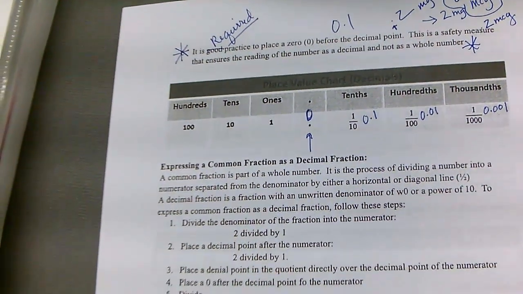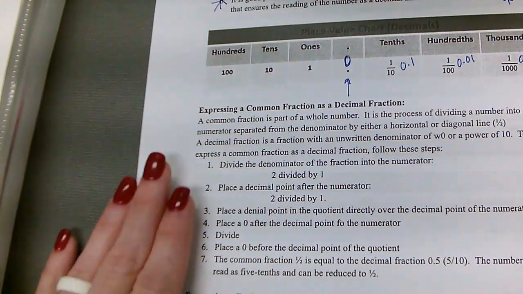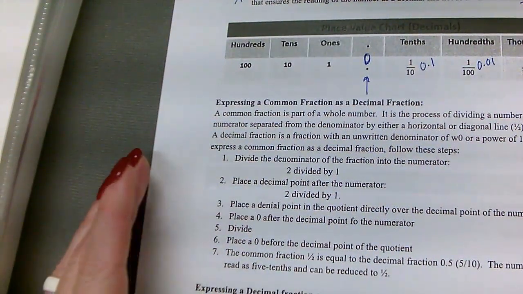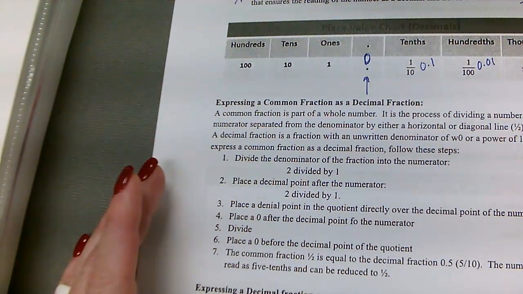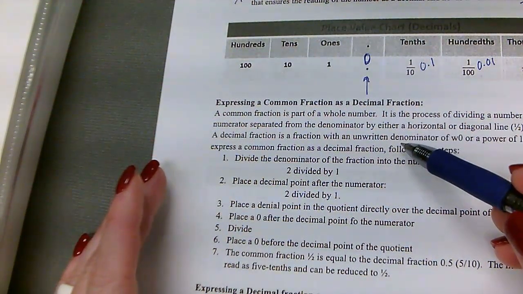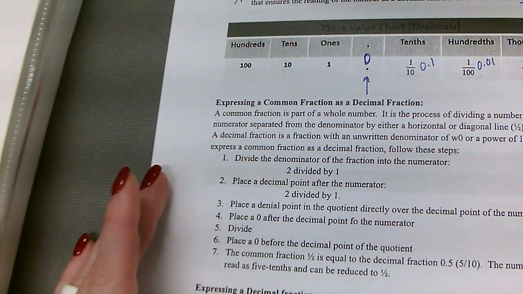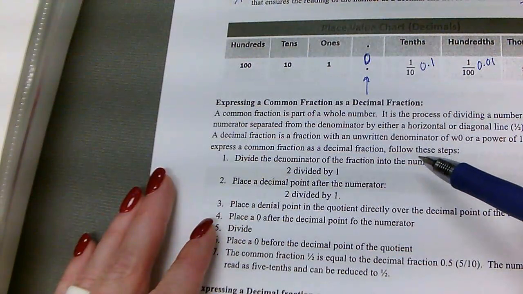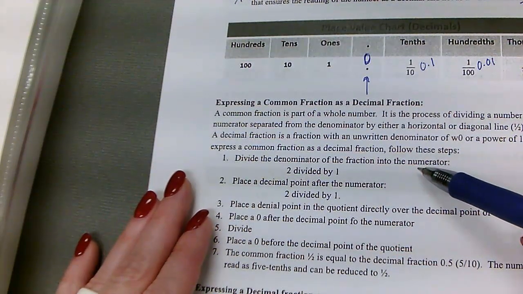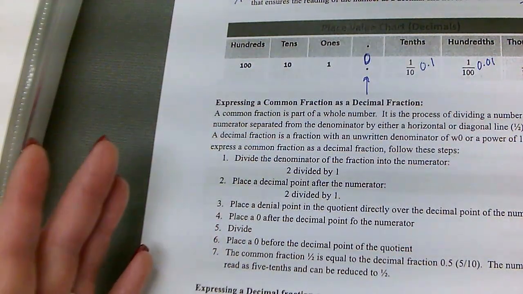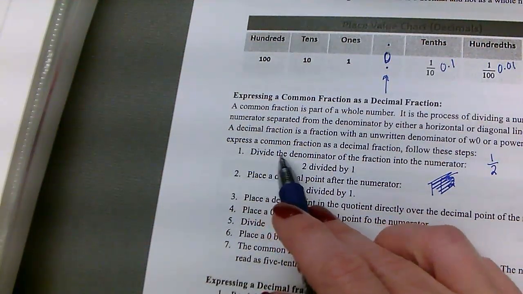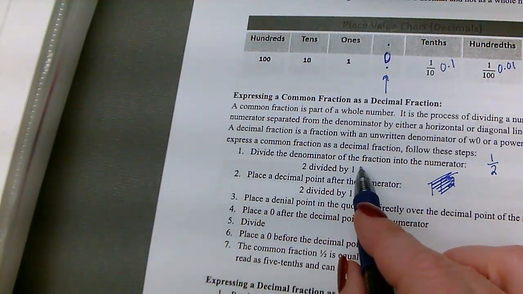So here are some definitions again. A common fraction is part of a whole number. It is a process of dividing a number into a numerator separated by the denominator by both a horizontal or a diagonal line. Okay, a decimal fraction is a fraction that has an unwritten denominator to the power of 10. To express a common fraction as a decimal, follow these steps. Here it says divide the denominator of the fraction into the numerator.